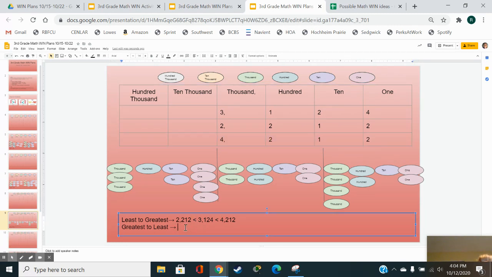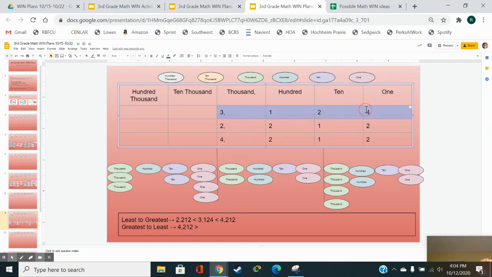So I'm going to start with 4,212. And I'm going to say that it is greater than. So then let's look at the next ones. I have 3,000 and I have 2,000. So if I look at my place value discs, here's my 3,000, here's my 2,000. Well, which one has more? That's right, my 3,000.